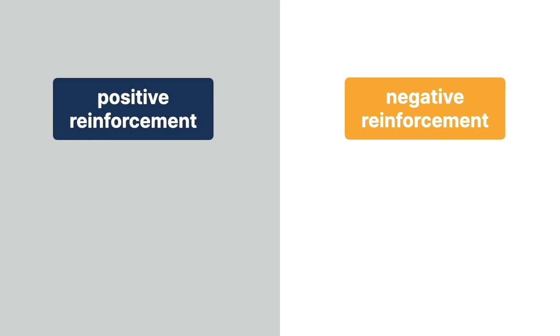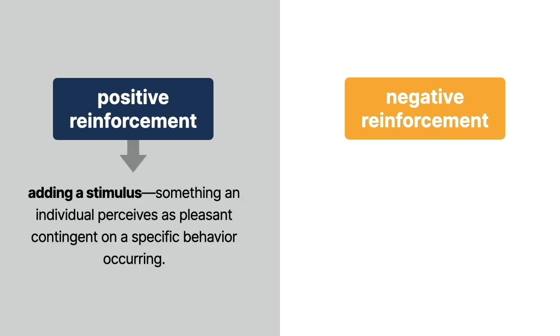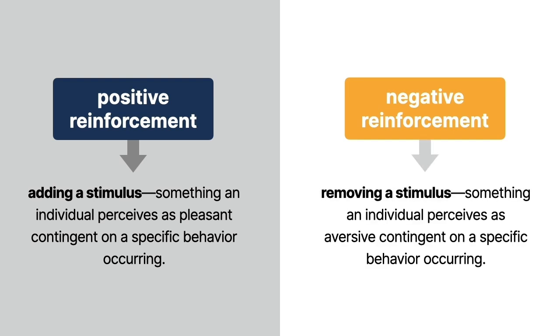To summarize this lesson so far, positive and negative reinforcement are similar in that both maintain or increase future rates of behavior. While positive reinforcement accomplishes this by adding something pleasant contingent on a specific behavior occurring, negative reinforcement accomplishes this by lessening or removing something aversive contingent on a specific behavior occurring.